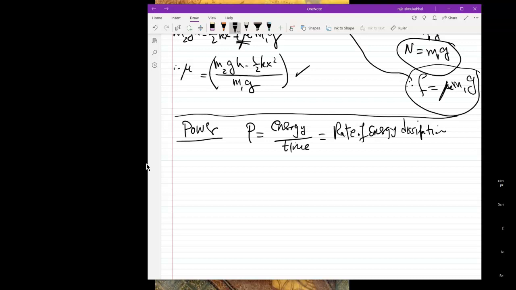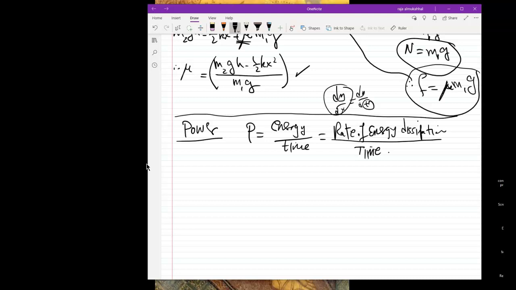Rate, see the word rate? When you hear the word rate, remember in calculus, what does that mean? Rate means dy/dx, right? Remember? Or dy/dt. In physics, rate is with respect to time, okay? So the rate of energy dissipation per unit time, per second, or whatever. So energy over time. You got that? Let me give you a quick example of that.